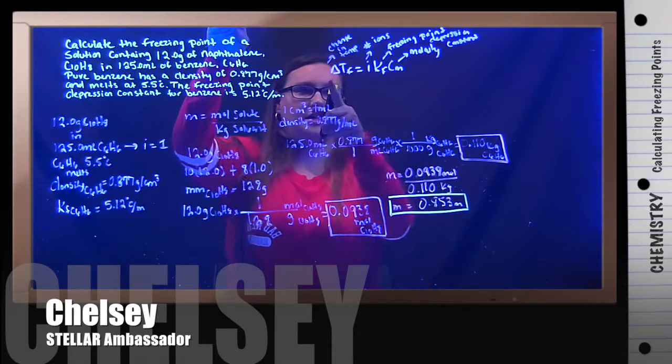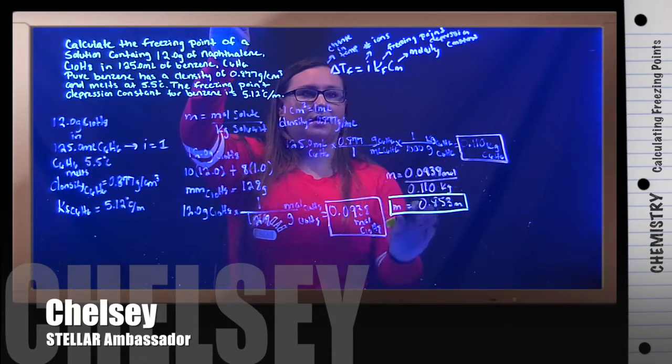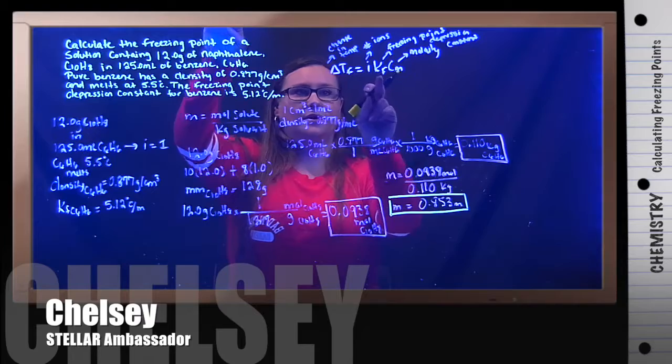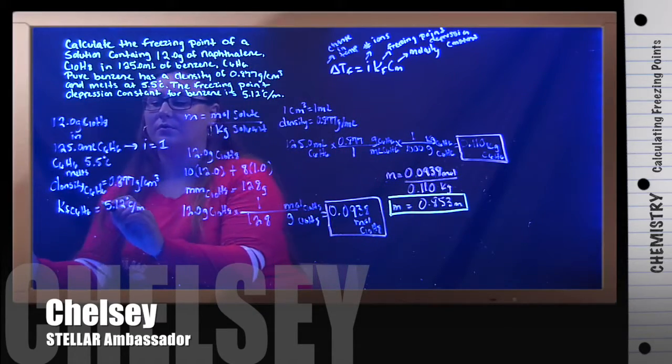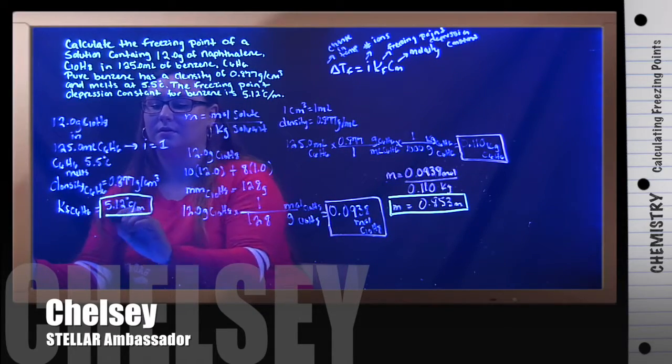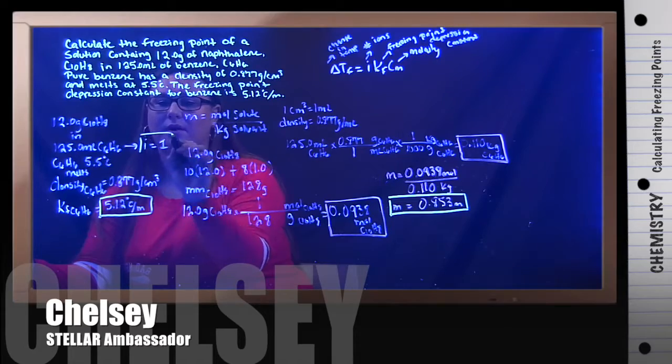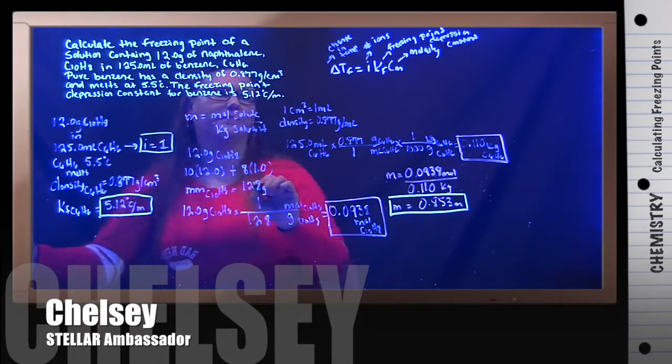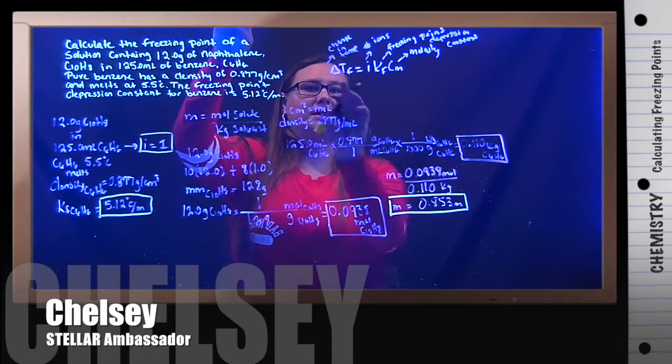Okay, so now that we have this as our molality here, we have all the information we need in order to find the change in temp. We have our molality, which is our Cm. We have our Kf, which they told us. We know our i is equal to 1 because it's a molecular compound. So we plug all this information in.